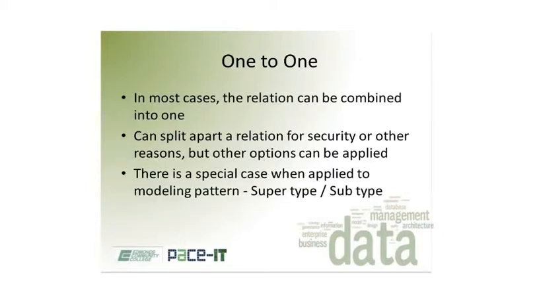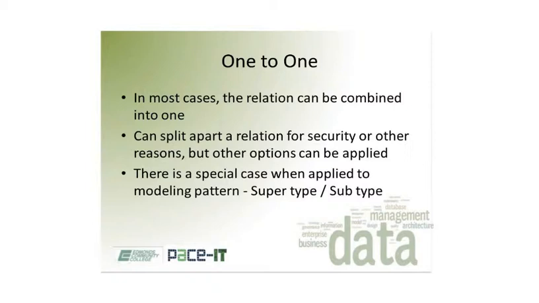And just one final word on one-to-one relationships. In most cases, you find that the relation can be combined into one. Some database administrators would like to split these apart for security or other reasons. You do have other options, though, that can be applied. You could create views or use some other method to restrict access to the sensitive data you're trying to split apart. There is, however, a special case when applied to a modeling pattern called supertype-subtype. We'll see that the subtype is a 0 or 1 optional relation to the supertype when we look at modeling patterns.